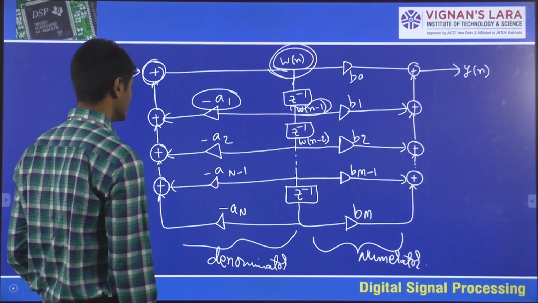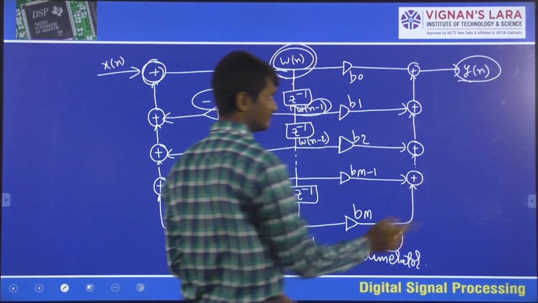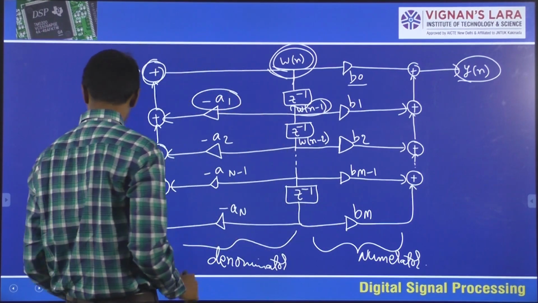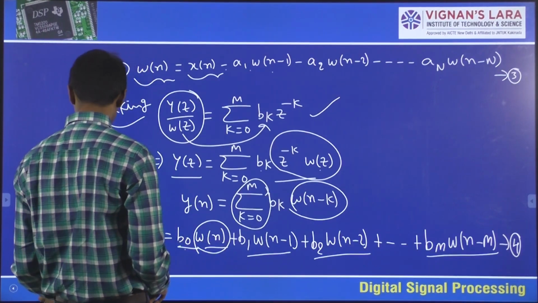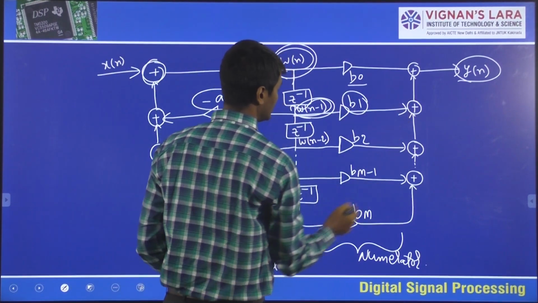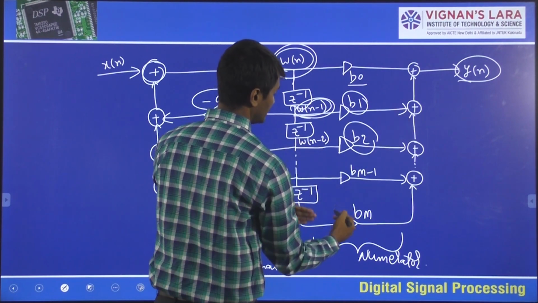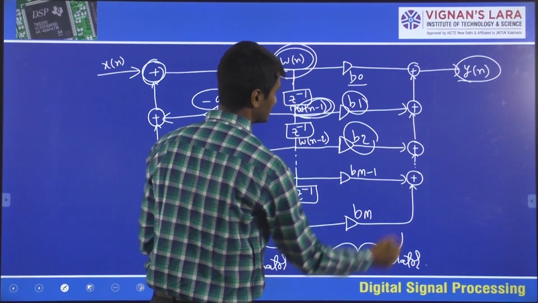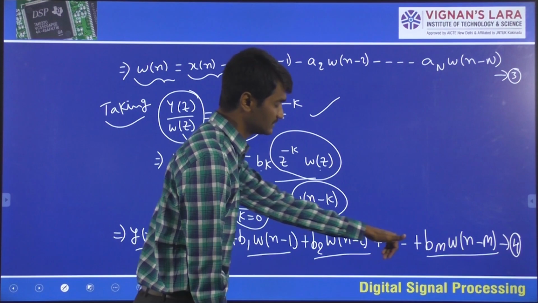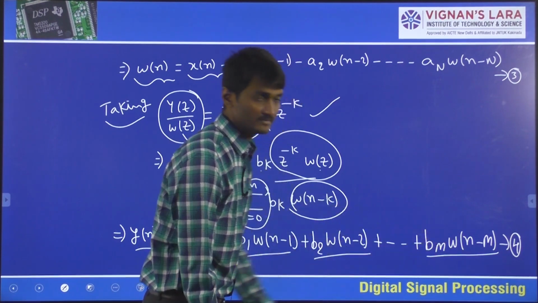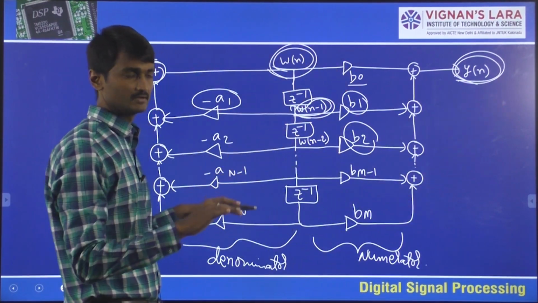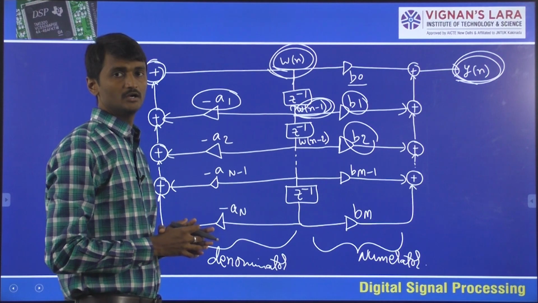Now y of n is equal to what? y of n is w of n into b0, w of n minus 1 into b1, and these two are added. Next, w of n minus 2 into b2, up to w of n minus M into b_M. All these are added. So b0 w of n plus b1 w of n minus 1 plus b2 w of n minus 2 and so on, plus b_M w of n minus M. That entire expression is satisfied here, so y of n is satisfied. So this is about direct form 2 realization.